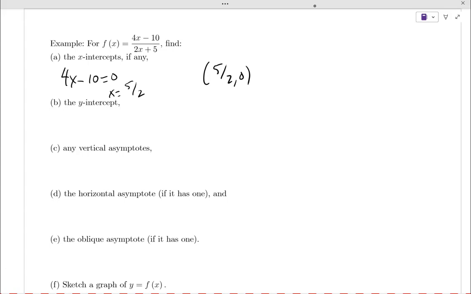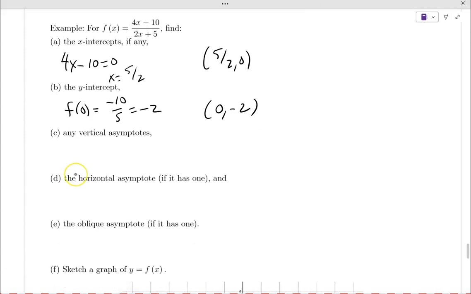Okay. How about the y-intercept? What'd you get for that? -2, right? Plug in 0 for x. You get -10/5. So 0, -2 for your y-intercept. Good for that? So far, so good? Okay. Vertical asymptotes. And what did you do to find that? Good. Yep. Set the bottom equal to 0. So you get x equals -5/2 for your vertical asymptote.